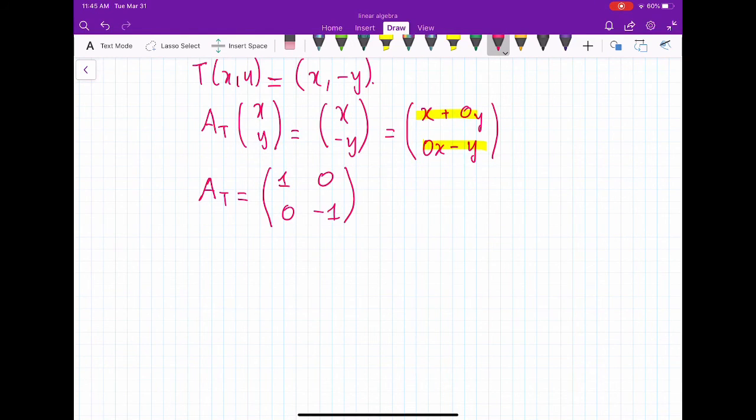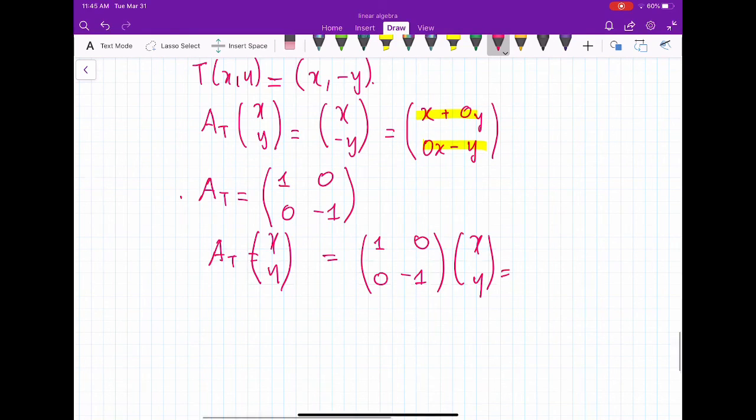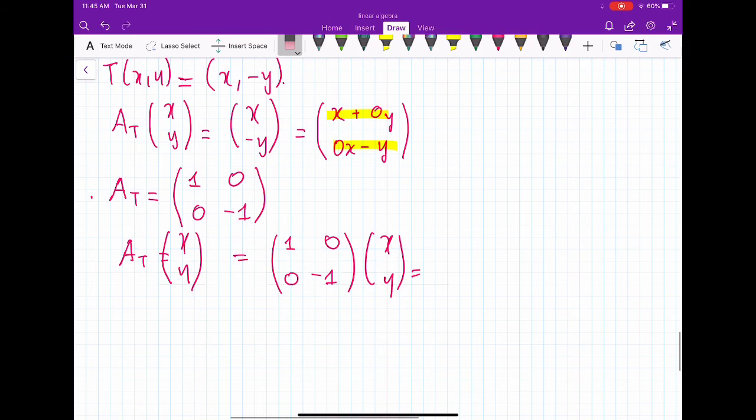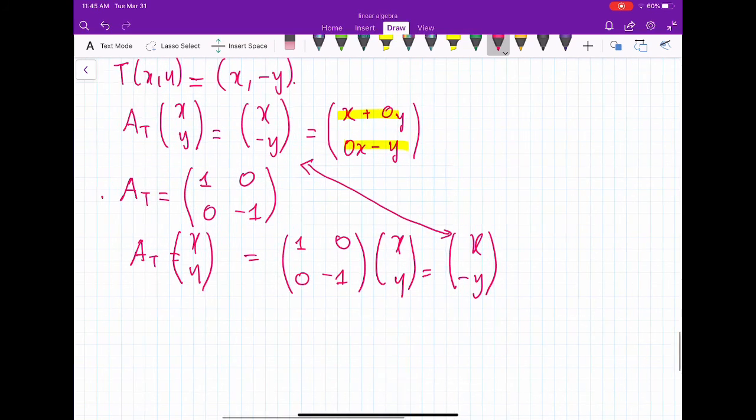Let's verify this. You multiply this matrix [1, 0; 0, -1] with (x, y), and in the answer, you have x and -y. You see, that's what we have right here. So this example shows you how to get a matrix from the form of a linear transformation. Actually, we already did this in the very first example.